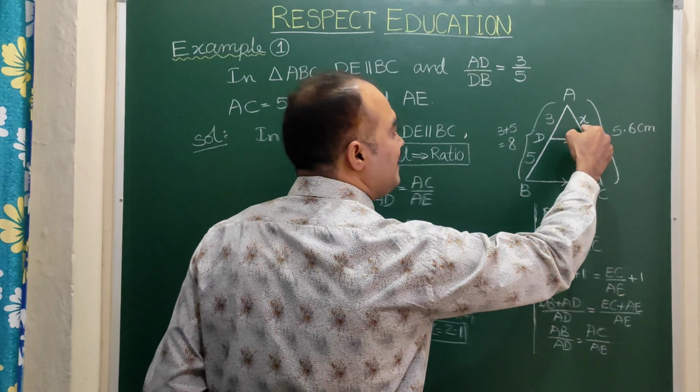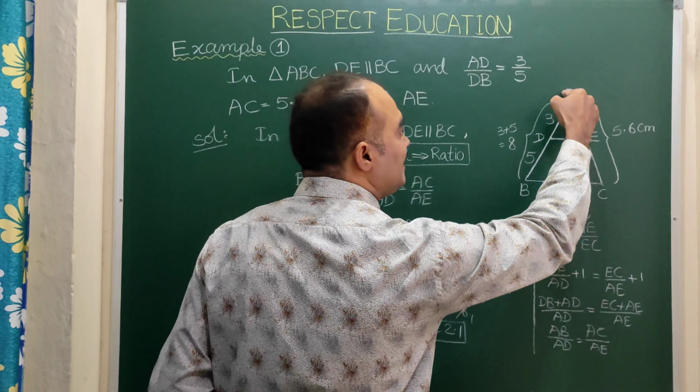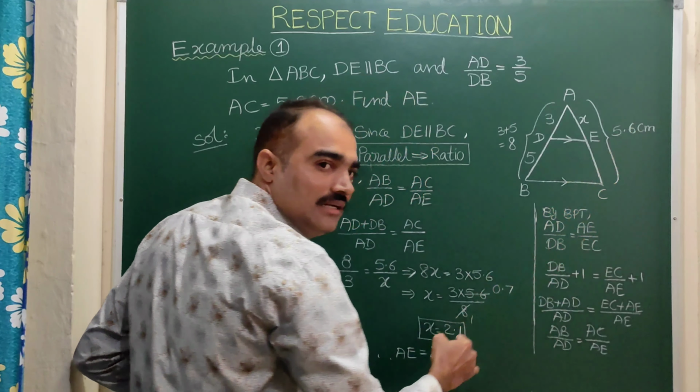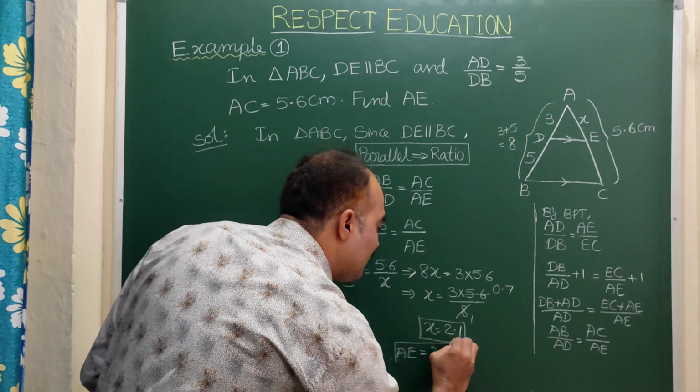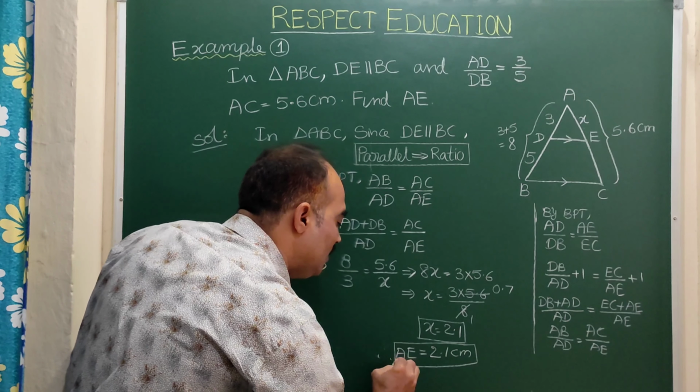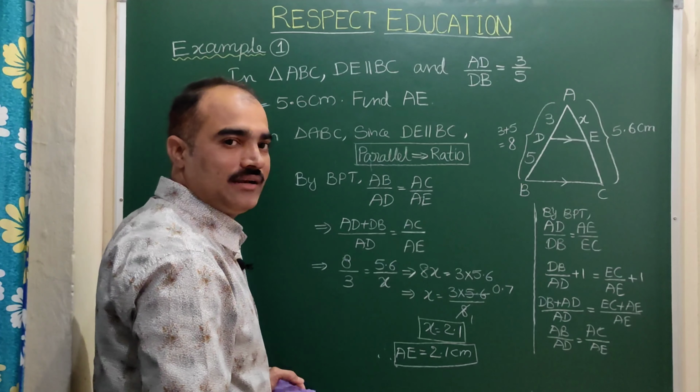Here you observe X is nothing but AE. Therefore here we can write AE is equal to 2.1. Here you see the unit is centimeter, so this is also centimeter. So finally the required value of AE is 2.1 centimeter.